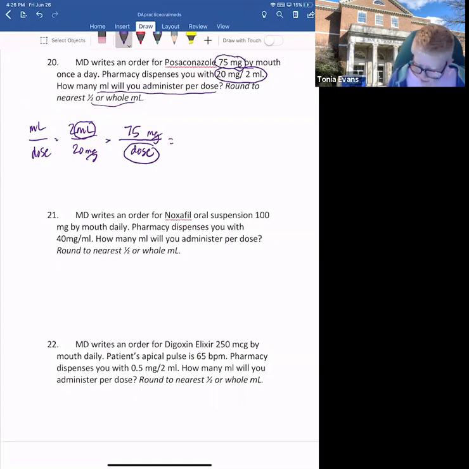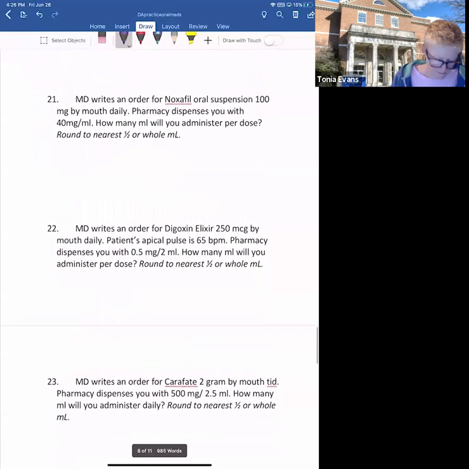And so we have 2 times 75 divided by 20 equals 7.5. And my rounding rule says half or whole. So 7.5 is rounded to the half already. Well, I don't need to round it, but it's on the half already. 7.5 milliliters per dose. All right.